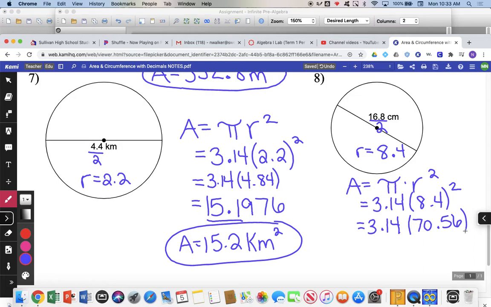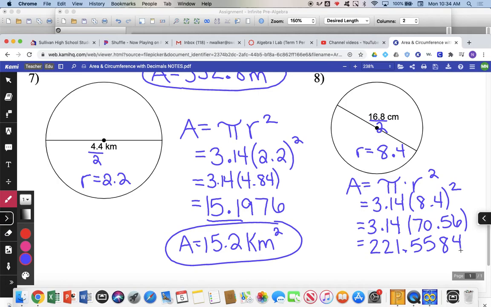Now we're going to take 70.56 times 3.14. Jonathan, what do we get before we round? 221.55. Hey guys, you're getting too chatty. Alright, so do you guys have any questions on 8.4 squared being 70.56? Are you guys okay with this multiplication? Taking 70.56 times 3.14.